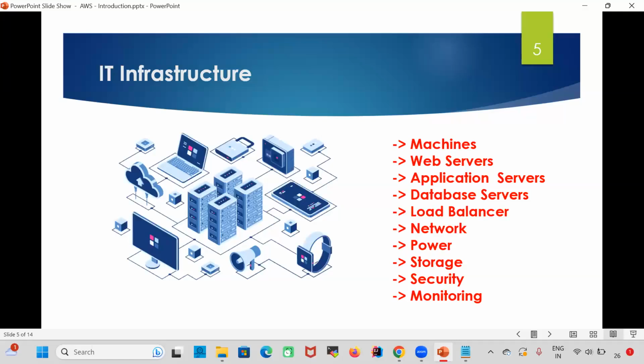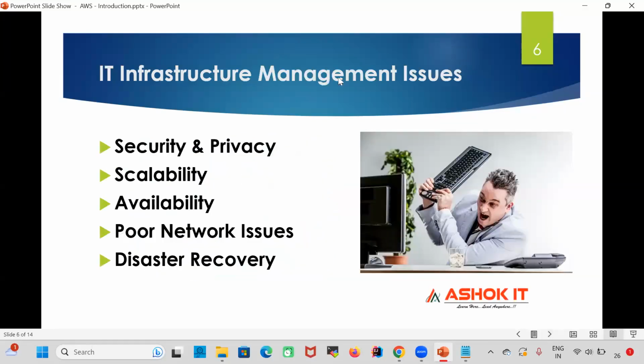If you purchase your own infrastructure, these are the challenges we are going to face in the company. What about security for the infrastructure? What about privacy? What about scalability? What about availability? What about network issues? What about disaster recovery? These all are headaches for us if you set up the infrastructure on your own. You need to secure your infrastructure. Your applications will have data, so you need to store your data securely.